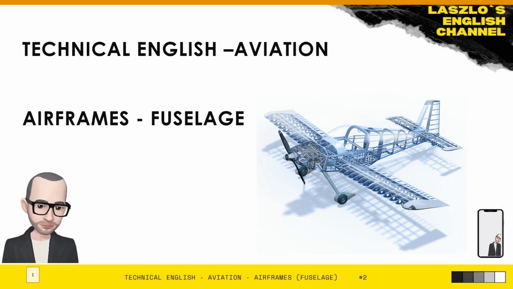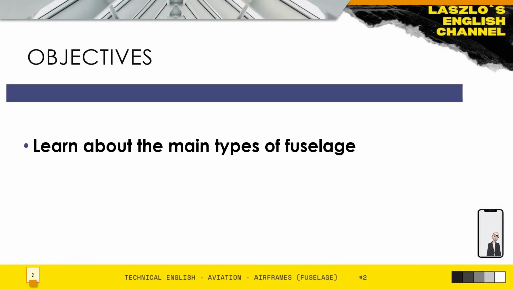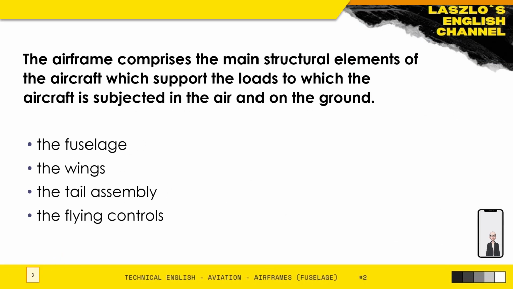Right, welcome back guys. We are going to have a quick look at airframes and the fuselage in today's session. The airframe comprises the main structural elements of the aircraft which support the loads to which the aircraft is subjected in the air and on the ground. The principal components of the airframe are the fuselage, the wings, the tail assembly and the flying controls.